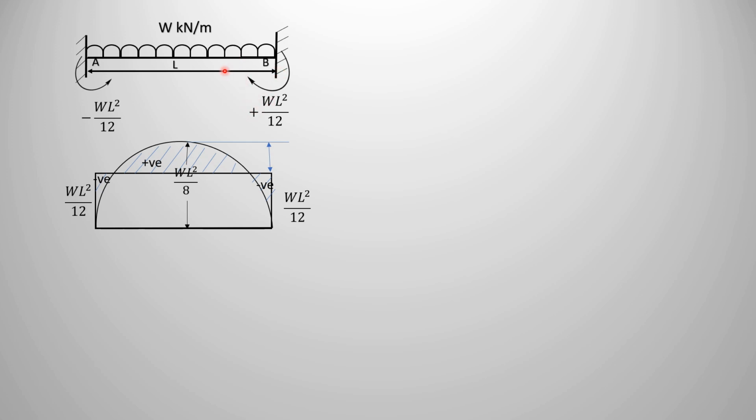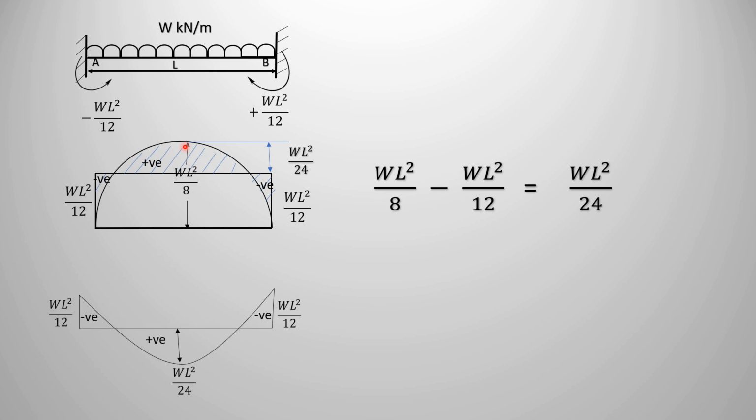And what is the bending moment value at the center? It is simple. WL square by 8 minus WL square by 12. So WL square by 8 minus WL square by 12 is equal to WL square by 24. So you will get the bending moment value at midspan equal to WL square by 24. You can also draw the net bending moment diagram like this.